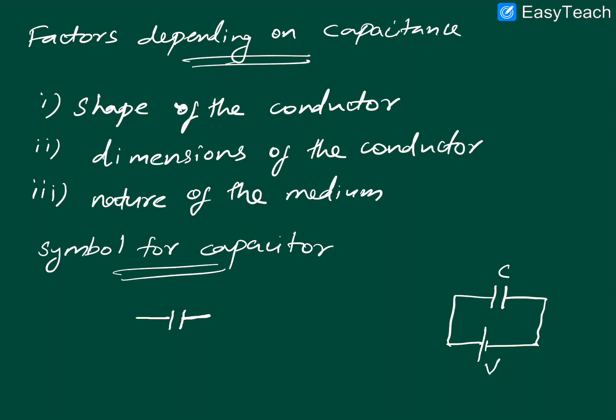Okay, now in the next lecture I will discuss the capacitance of different types of conductors based on their shape, because in this lecture I explained that when shape of the conductor changes, capacitance will change. So in the next lecture I will discuss different shapes of capacitors and their capacitance.